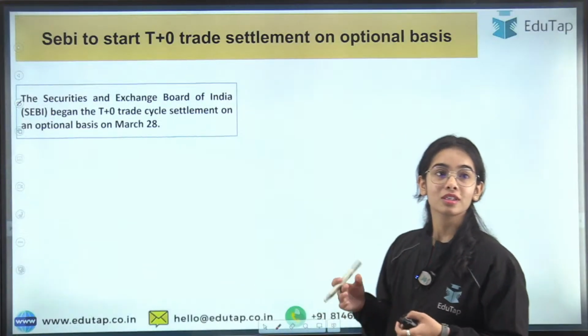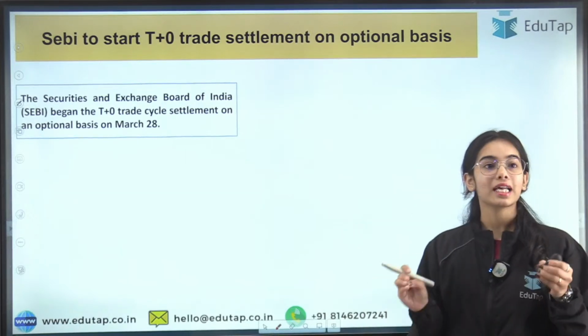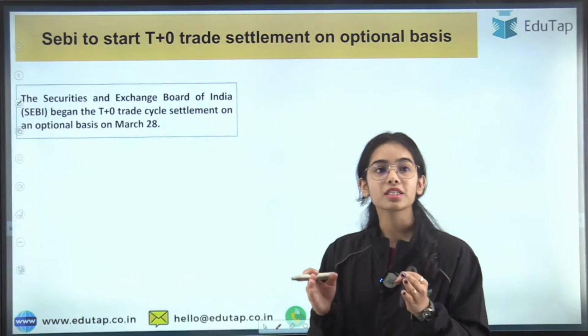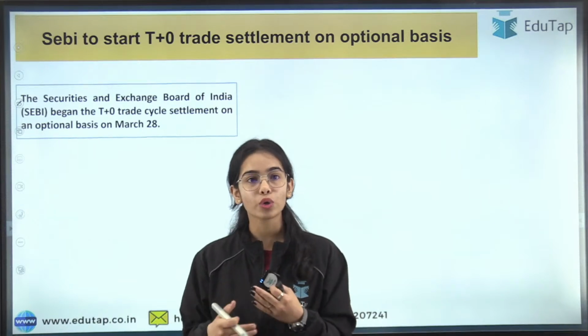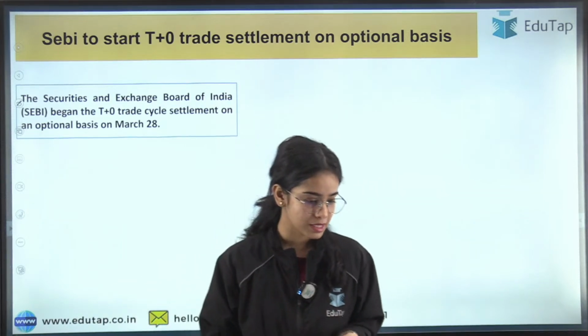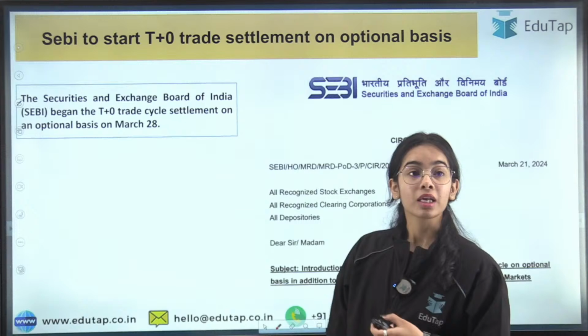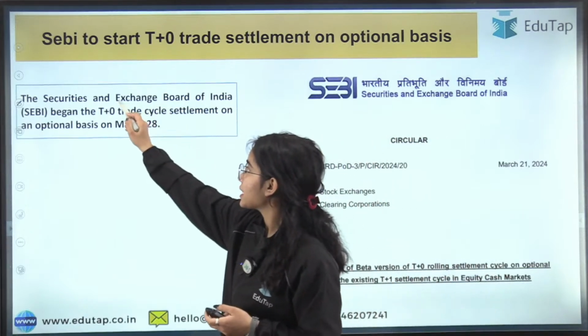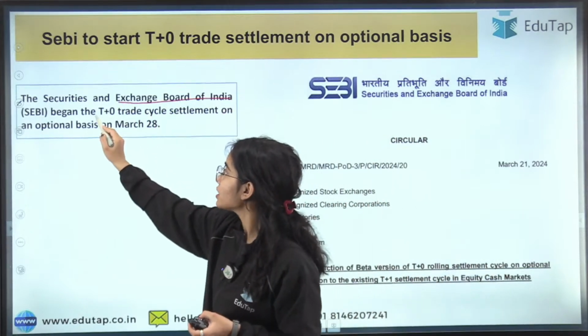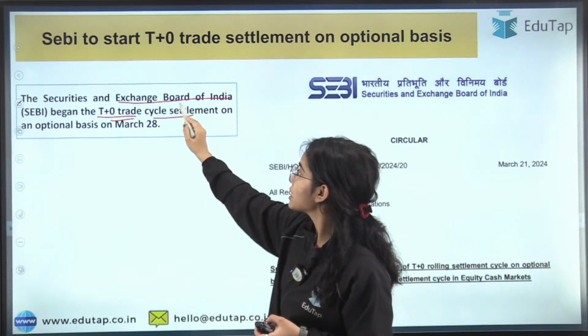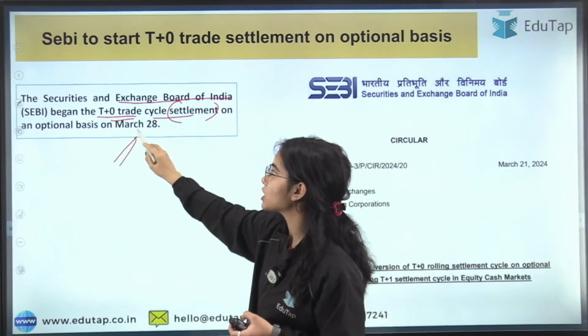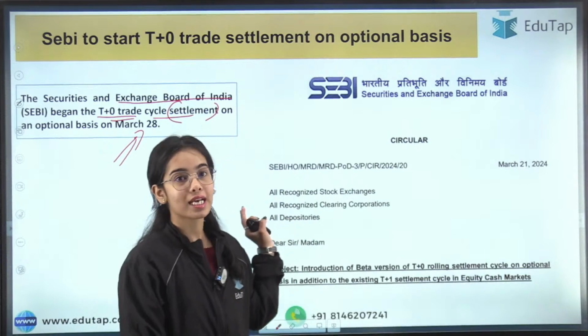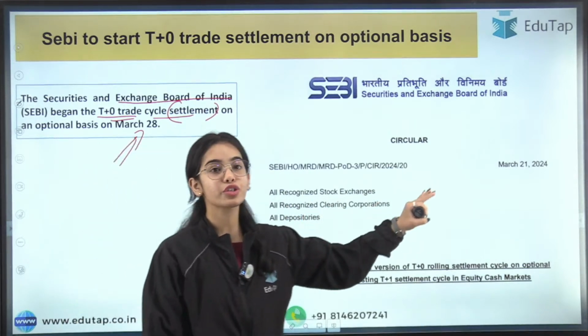So now, starting with the first news article, that is, SEBI to start the T+0 trade settlement on an optional basis. SEBI, the Securities and Exchange Board of India, has begun the T+0 trade settlement cycle on an optional basis on March 28th. So this has started now, on March 28th, 2024.